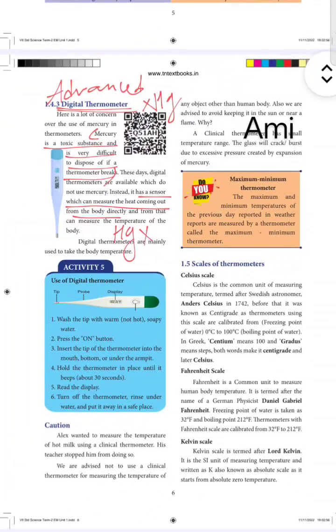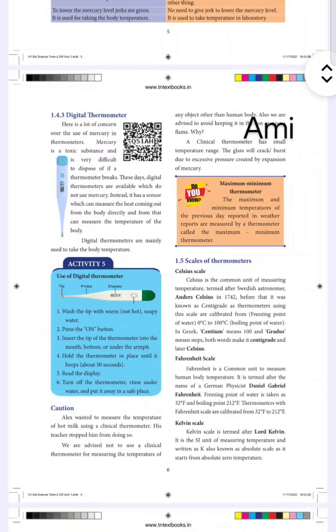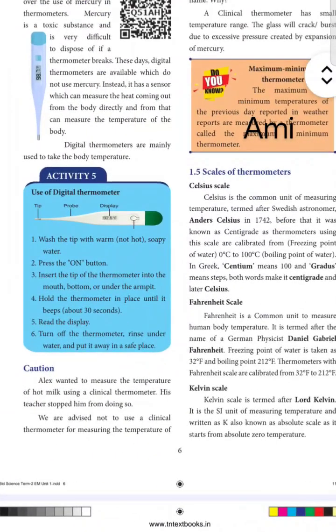So measurement using a digital thermometer has become easier than using a clinical thermometer, because if the glass cracks, then the mercury leaks out and it may lead to pollution. So to clear out that problem, the digital thermometer, the advanced form, has come. Here also some caution is there.